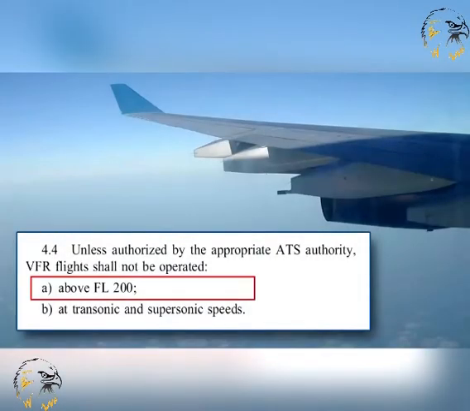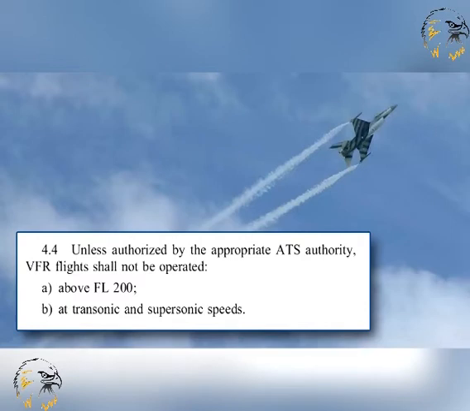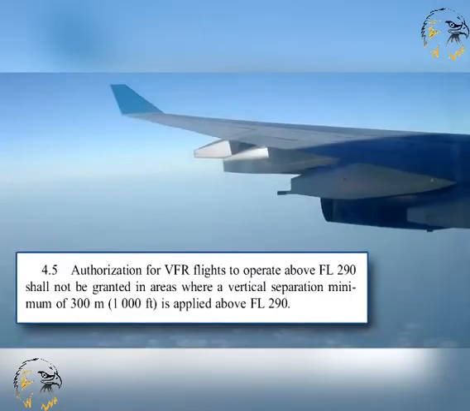Let's now look at how altitude or flight level affects the right to fly in accordance with the visual flight rules. Unless authorized by the appropriate Air Traffic Services Authority, VFR flights are not to take place above flight level 200. Incidentally, VFR flight may not be conducted at transonic or supersonic speeds at any level or altitude. Authorization will on no account be given for VFR flights to operate above flight level 290 in areas where a vertical separation minimum of 1,000 feet or 300 meters is in effect above that flight level.